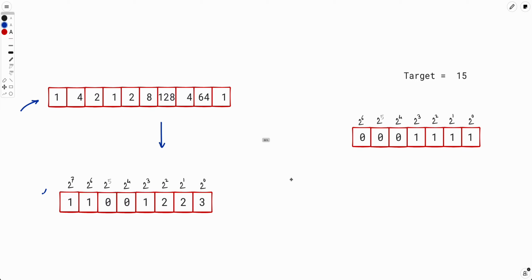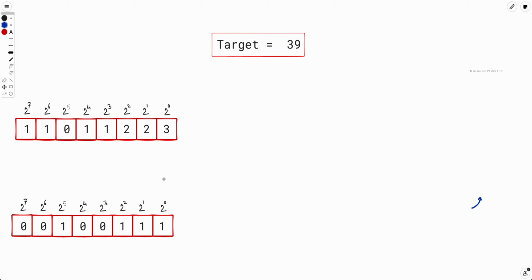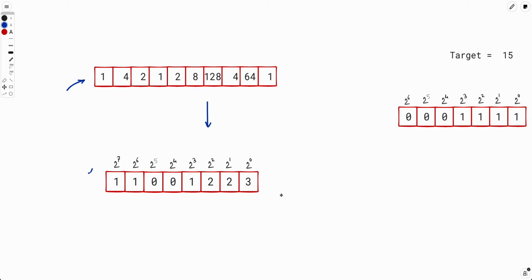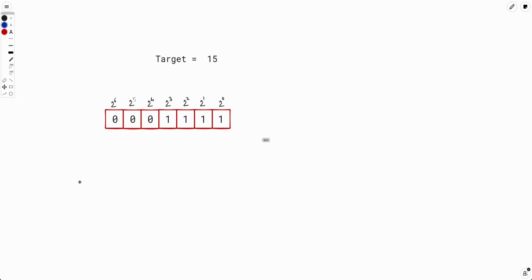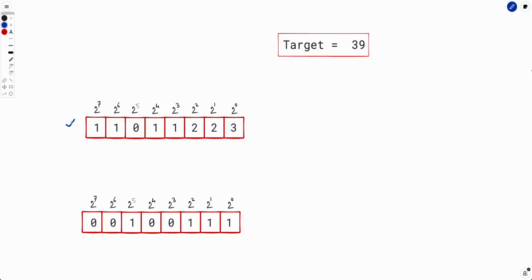So let's take one complex example. Let's say target is 39, right? And from now onwards we will only consider this array, which is just a representation of the given array, right? So let's say this is the given array to us, and we want to assure whether we can form 39 or not from this array.